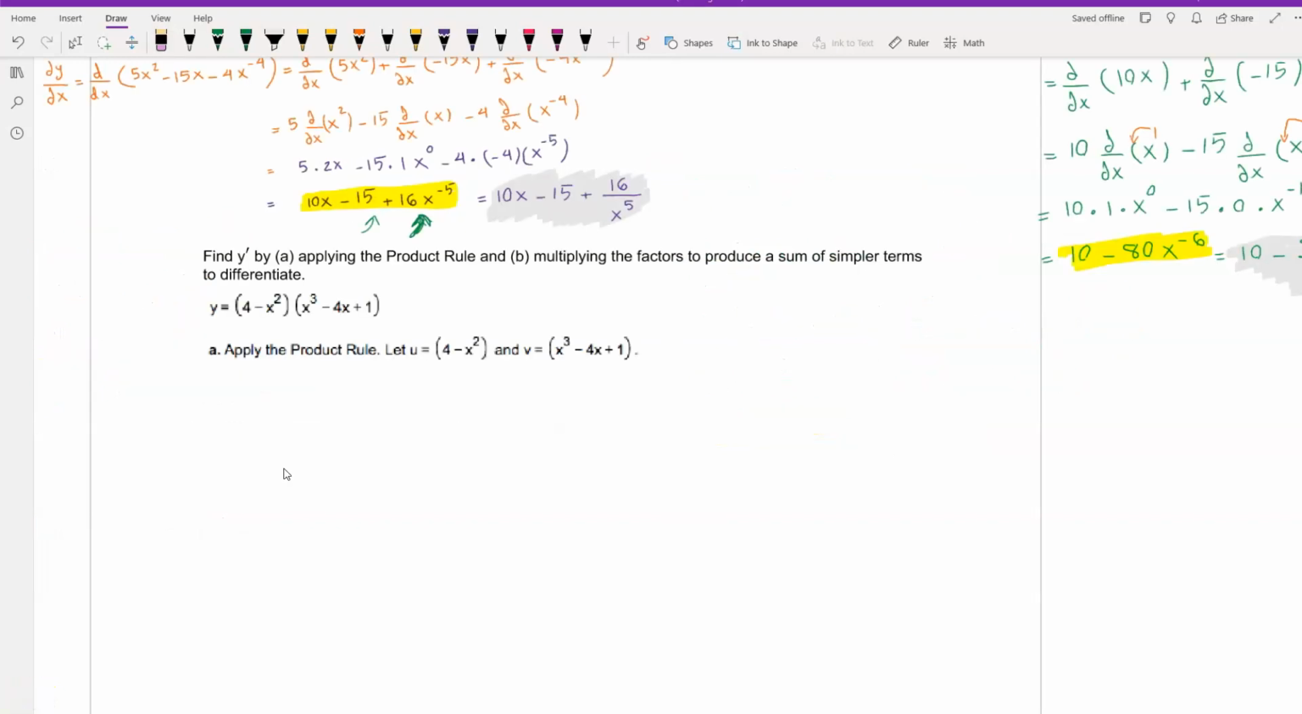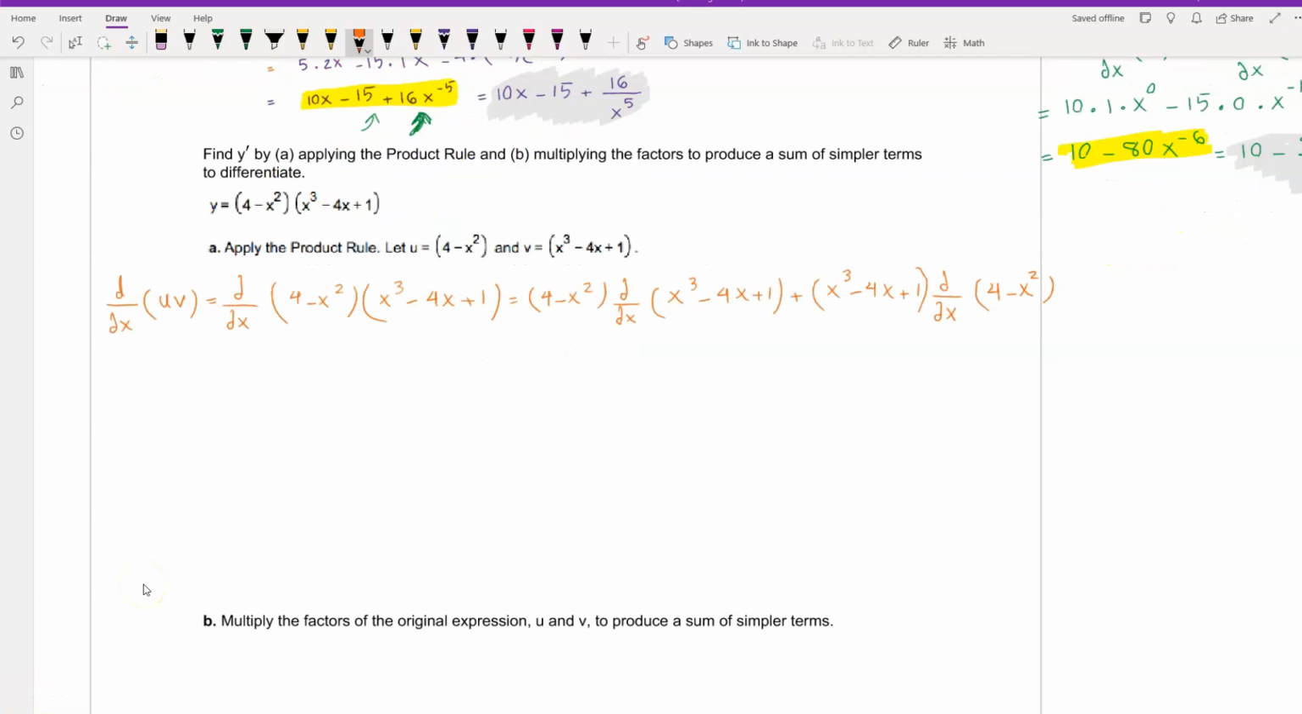Find y prime by part A applying the product rule and part B multiplying the factors to produce a sum of simpler terms to differentiate. So y is equal to 4 minus x squared times x cubed minus 4x plus 1. What we have for part A, apply the product rule. Let u equal to 4 minus x squared and v equal to x cubed minus 4x plus 1.